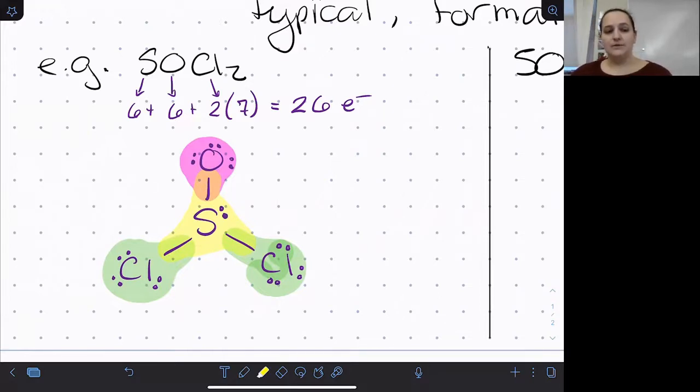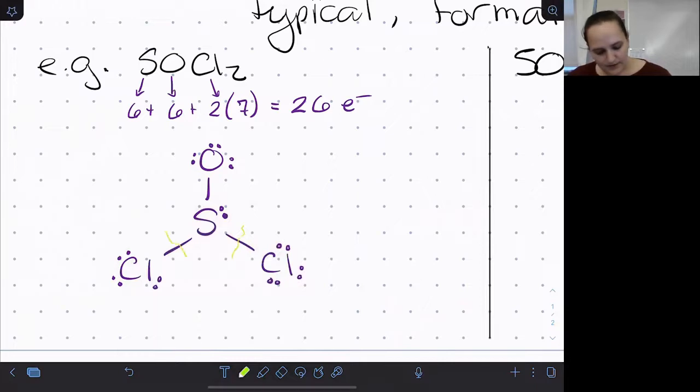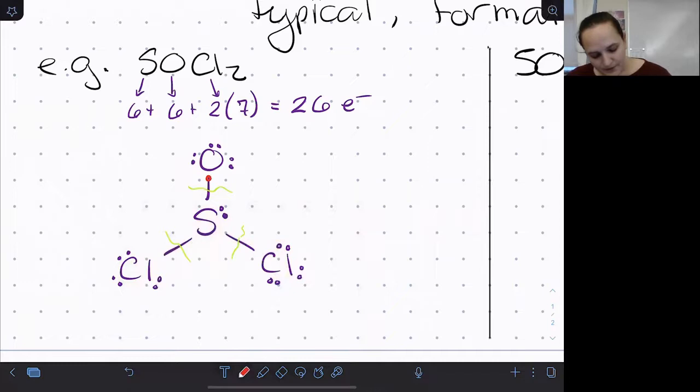So to determine our formal charge, we want to identify how many electrons each of these things owns and compare that to the typical number. So I like to imagine chopping all of the bonds in half. 1 electron from each bond goes to each atom, and that's how I'm going to count things up to determine my formal charge.